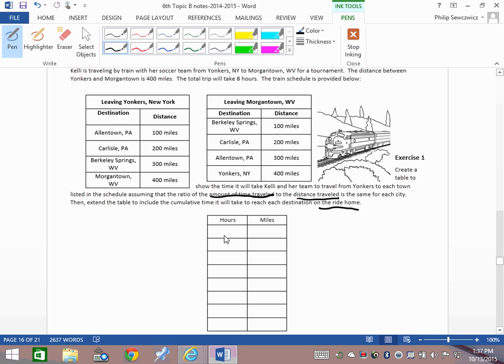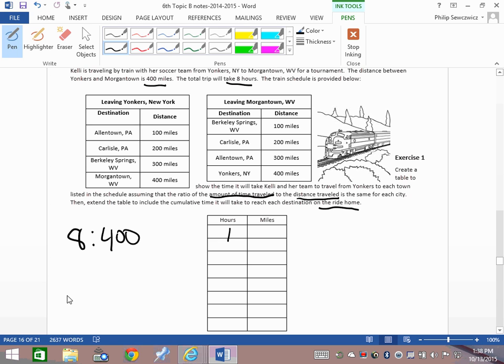Starting with hours there, it's going to take 1 hour, and we're trying to figure out. So let's go back up here. We got 400 miles. The total trip will take 8 hours. So if we look at our original piece of information, we've got 400 miles to take 8 hours. So for our 8 hours to 400.